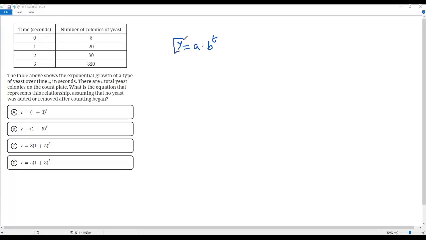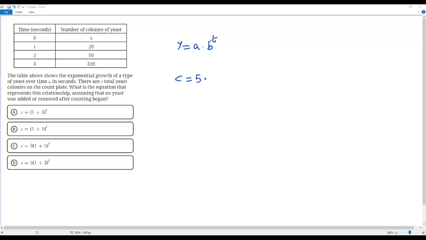Okay, so I said that y is the amount of the given subject at time t, but in our question, instead of y we have C, so that represents total yeast colonies on the count plate. So this y can be replaced by C, and a is the initial amount of the given subject, that is the initial number of colonies of yeast. So initial means the number of colonies of yeast at time t equal to 0. When time t is equal to 0, the number of colonies of yeast is 5. So 5 is the initial value, so we can plug in 5 for a.